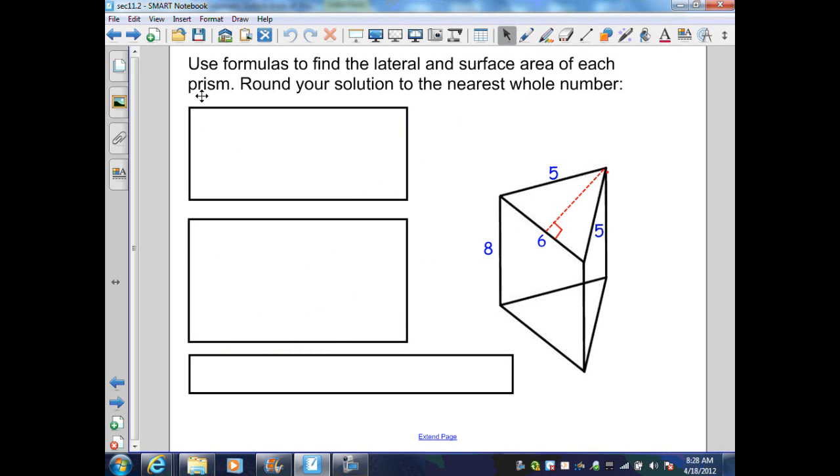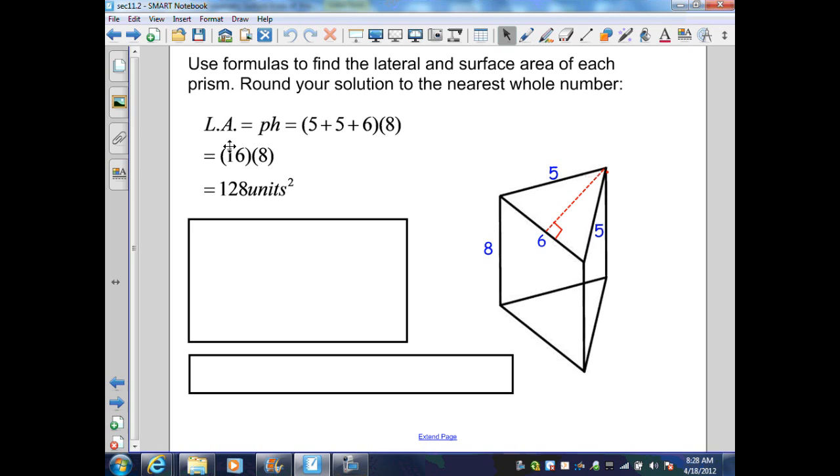Again, in this example, I want to find the lateral and surface area of my triangular prism. To begin with, we will find the lateral area. That is the perimeter of the bases times the height of the prism itself. The perimeter of my bases are 5 plus 5 plus 6, and the height of my prism is 8. And when I calculate, I'm going to get 128 units squared.